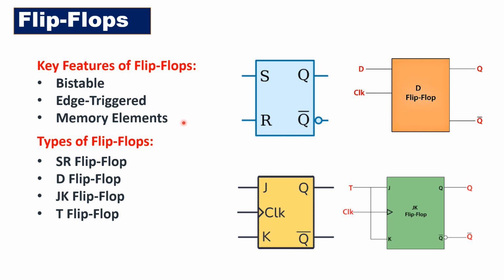Flip-flops can store one bit of data, making them the basic storage unit in sequential circuits like registers, counters, and memory cells. The types of flip-flops are SR flip-flop, which uses set and reset inputs. D flip-flop is often used for data storage due to its simplicity. JK flip-flop, offering versatile functionality, and T flip-flop, used in toggling applications.